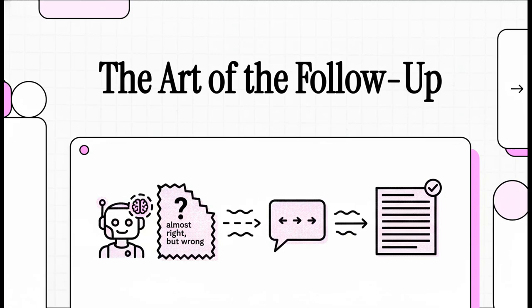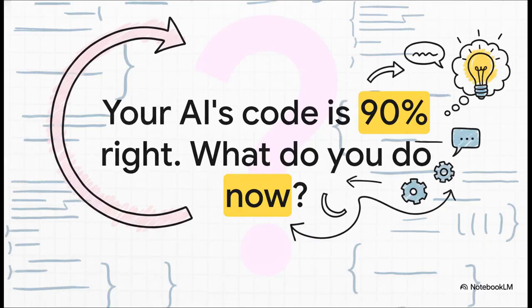Okay, let's talk about something we've all run into. You get some code from your AI assistant, and it's almost there, but it's still wrong, and that's so frustrating. Today, we're going to master the art of the follow-up and learn how to get the AI to fix its own code.